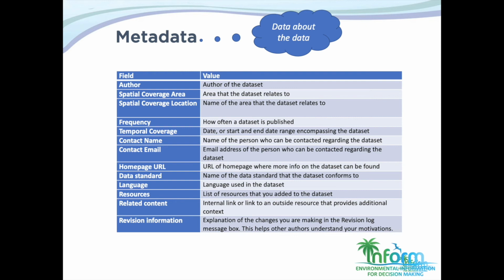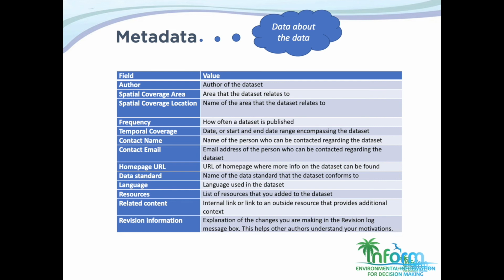Frequency. How often a dataset is published. Temporal coverage, the temporal period that the dataset covers, date or start and the end date range encompassing the dataset. Contact name, the name of the person who can be contacted regarding the dataset. Contact email, the email address of the person who can be contacted regarding the dataset. Homepage URL, the URL of the homepage where more information about the dataset can be found.